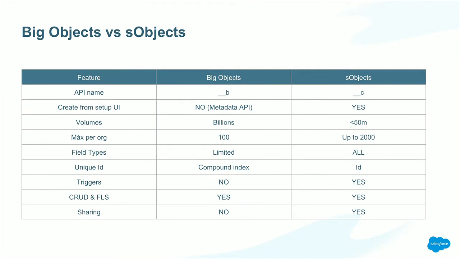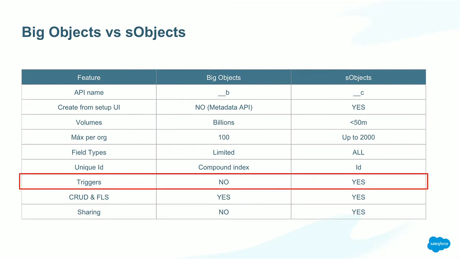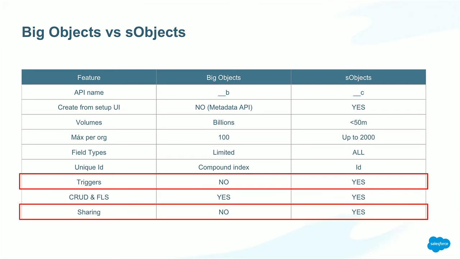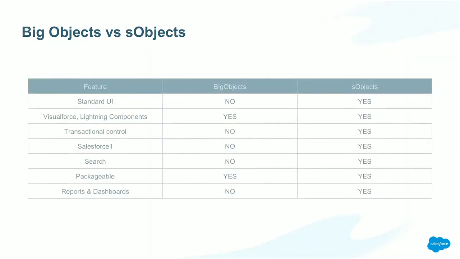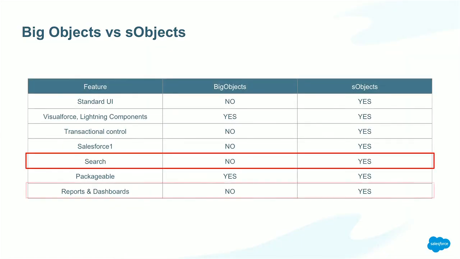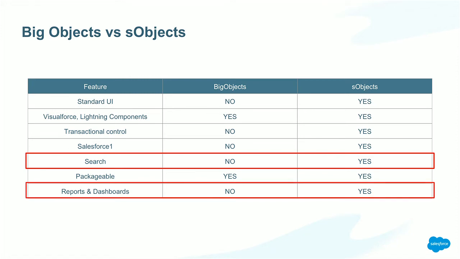We have seen many differences between big objects and sObjects, but I want to highlight some of them. For example, you have to bear in mind that triggers are not available for big objects. Also that you won't be able to set up sharing for big objects, although you can set up CRUD and FLS. And also search, reports, and dashboards are not available for big objects, and I don't think it's going to be. But alternatively, you can use Wave.